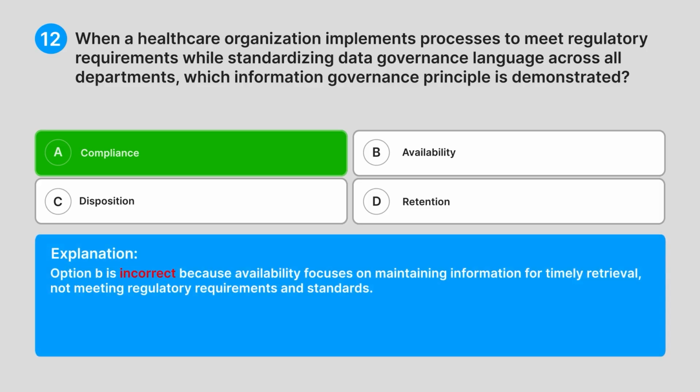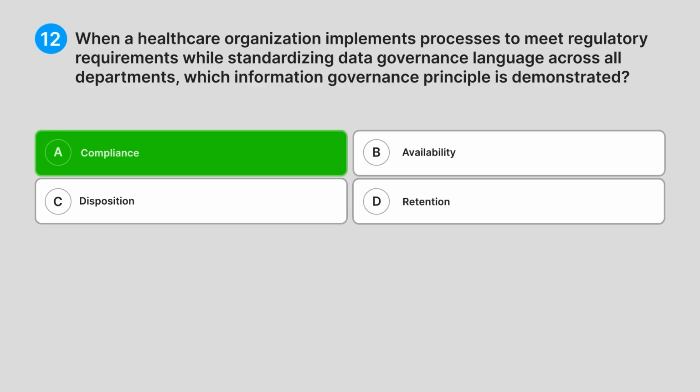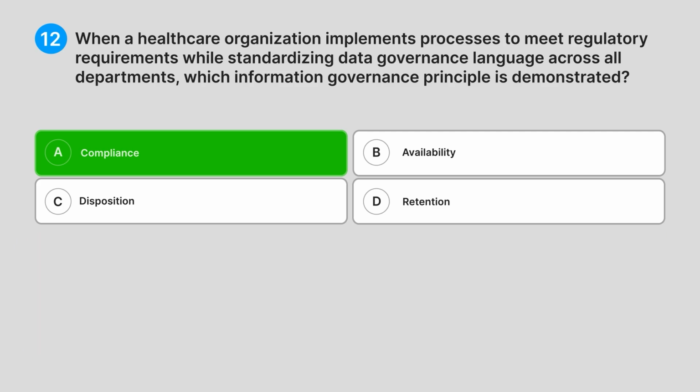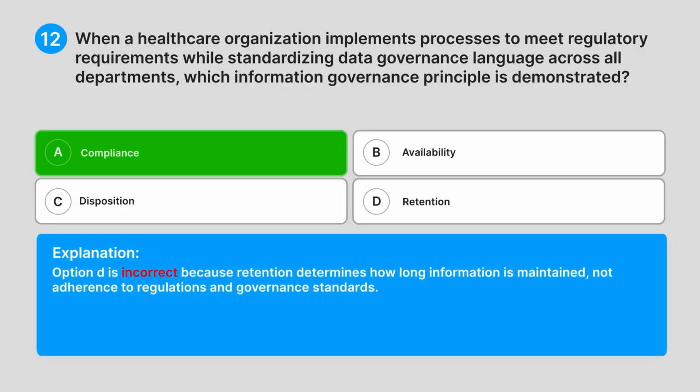Option B is incorrect because availability focuses on maintaining information for timely retrieval, not meeting regulatory requirements and standards. Option C is incorrect because disposition addresses secure destruction of records no longer needed, not regulatory compliance and standardisation. Option D is incorrect because retention determines how long information is maintained, not adherence to regulations and governance standards.